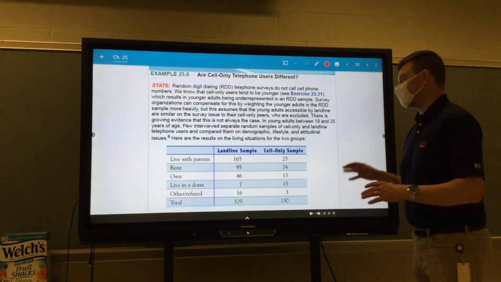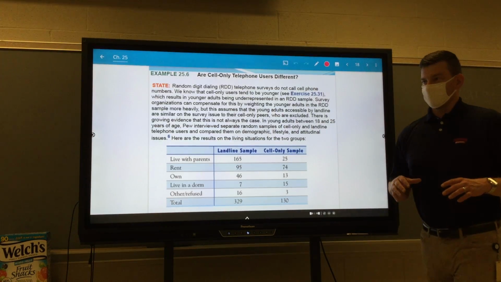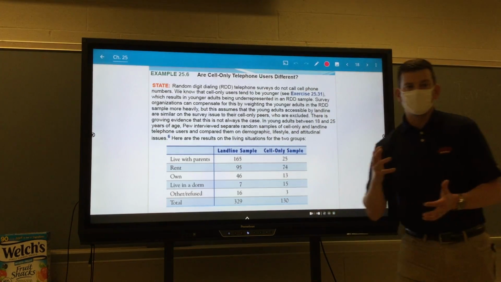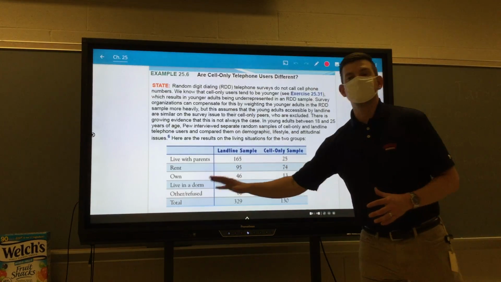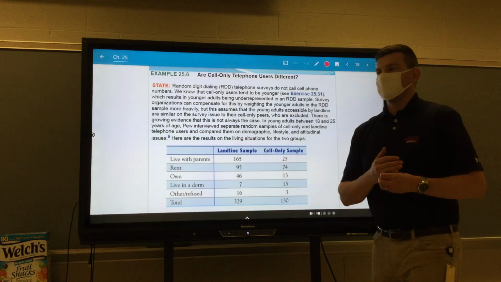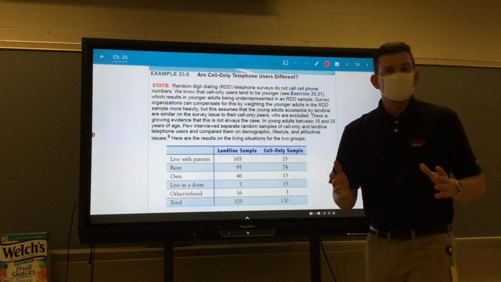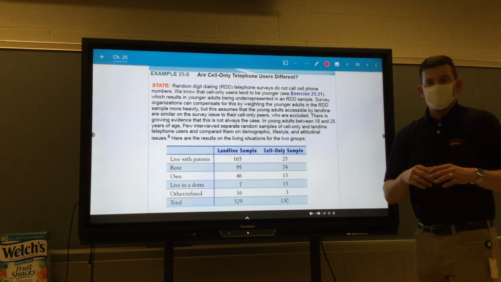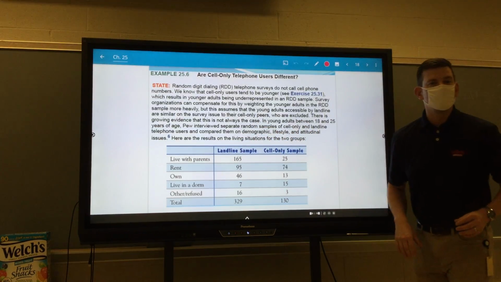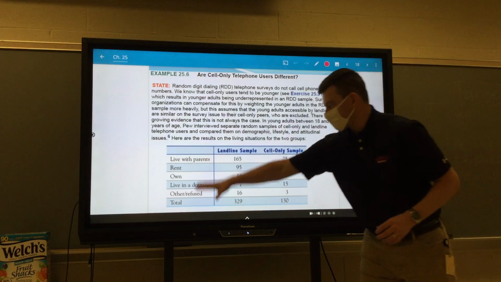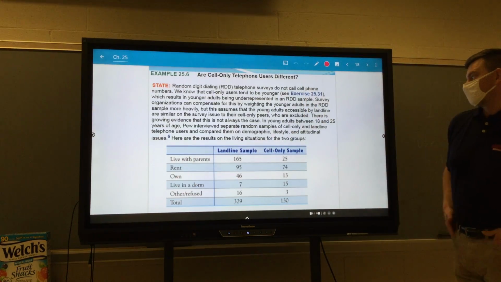And we're testing to see if they are essentially the same grouping, they are homogeneous, or are these differences so clear that there is a relationship between which categorization they fall into and, in this case, their living situation.